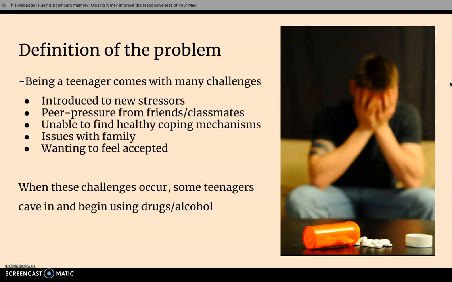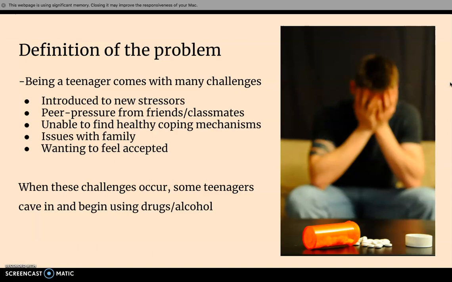Definition of the problem. Being a teenager comes with many challenges. I was a teenager not too long ago, and I realized that you're introduced to new stressors, whether that is having a job, having a lot of homework, or being involved in a sport or an extracurricular activity, with increased pressure from family and peers to not only do well in school and in your homework, but also in that extracurricular activity. That can be really stressful. Additionally, there is peer pressure from friends and classmates, and being unable to find healthy coping mechanisms.